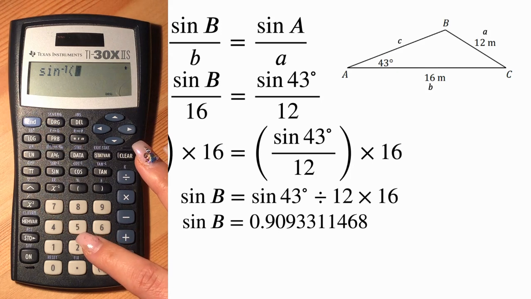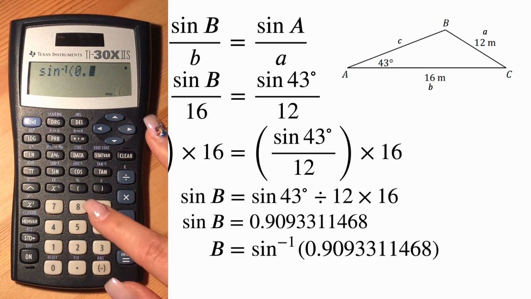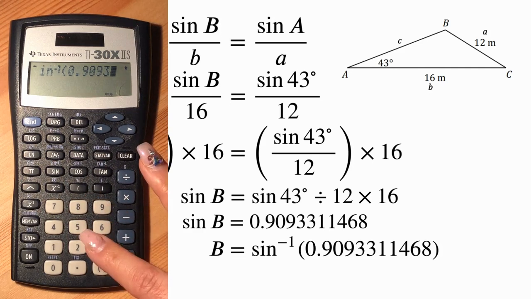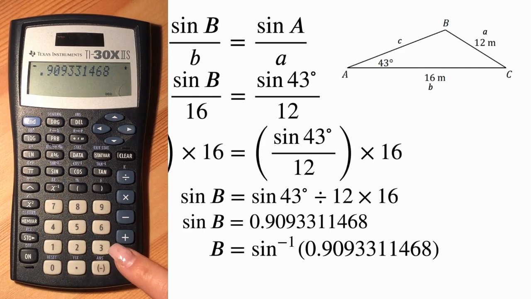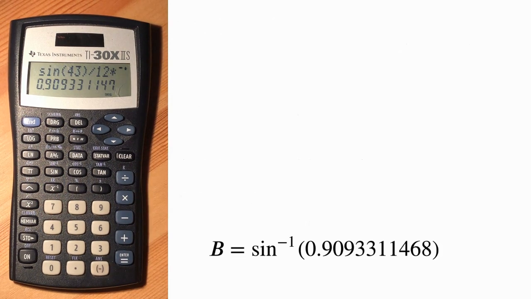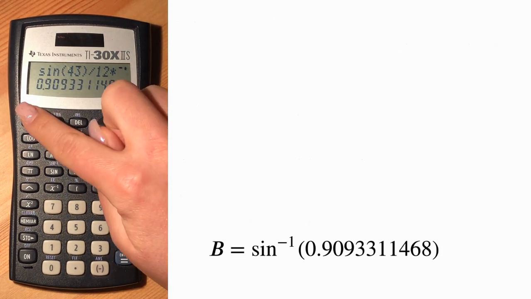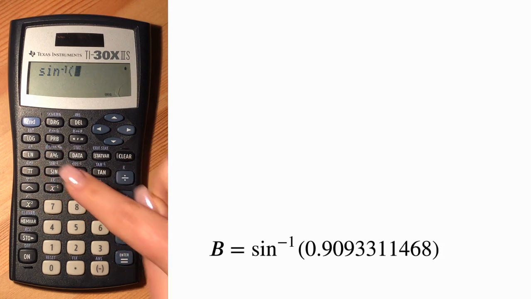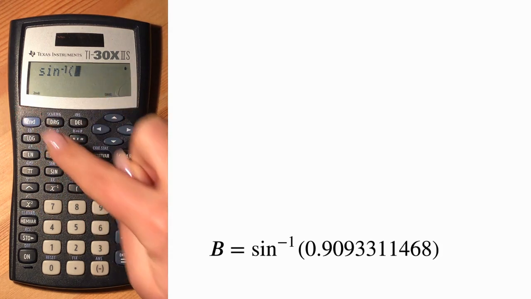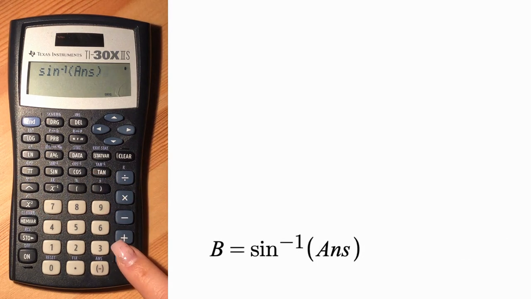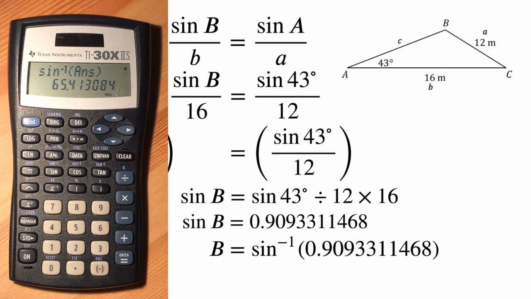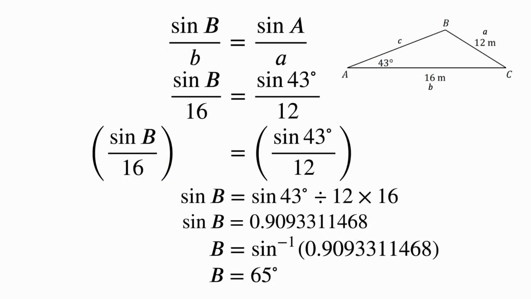So we must use the second function button, then the sine button on our calculator, followed by 0.9093311468 to calculate angle B. Hot calculator tip: instead of typing in 0.9093311468, you can press the second function button, then press the negative symbol. This will tell the calculator to use the last answer you calculated, saving you from having to type the entire number out. When we round to the nearest whole number, angle B equals 65 degrees.